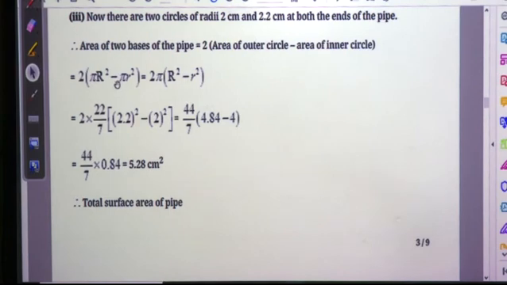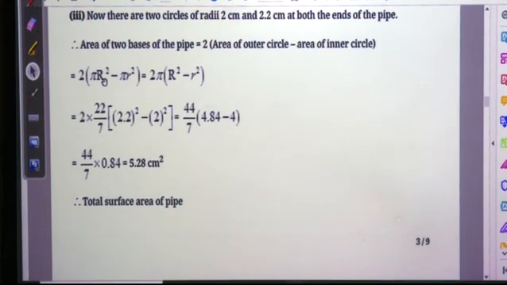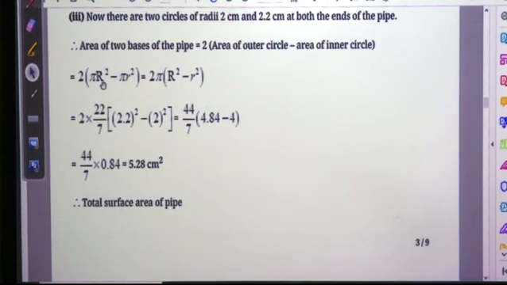I jumbled in saying: capital R is the outer radius and small r is the inner radius. Agreed? So, pi R square, that is capital R, minus pi r square, that is small r. What is common? Pi is common. You can see here pi is the constant value which is taken common. So, 2 pi in bracket R square minus r square, that is outer radius square minus inner radius square.